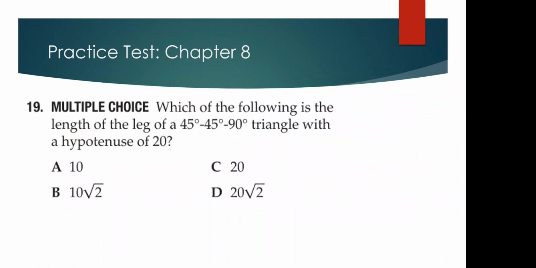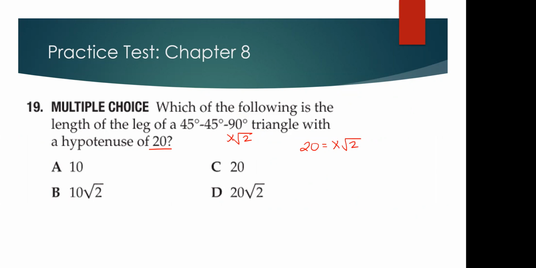All right, and then for this problem, number 19, it says, which of the following is the length of a leg of a 45, 45, 90-degree triangle with a hypotenuse of 20? Okay, so we know that the relationship is x times the square root of 2. Okay, so if we know that that length is 20, we're going to set 20 equal to x times the square root of 2.